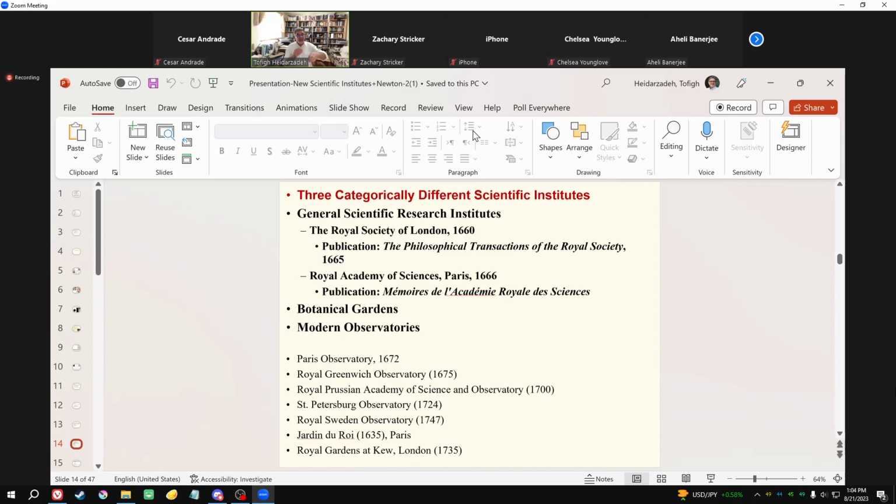So the prime meridian passes through the North Pole and the Royal Greenwich Observatory. If you go there, you see the line. They draw the line, the meridian passes through there and goes to the South Pole. And then later in other parts of Europe, these new academies and new observatories appear. As you see, the Royal Prussian Academy in the 1700s, St. Petersburg Observatory in 1724, and in Sweden in 1747.